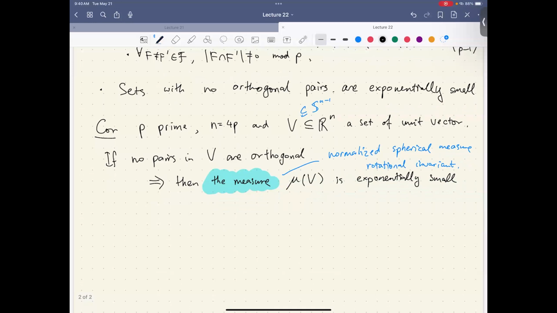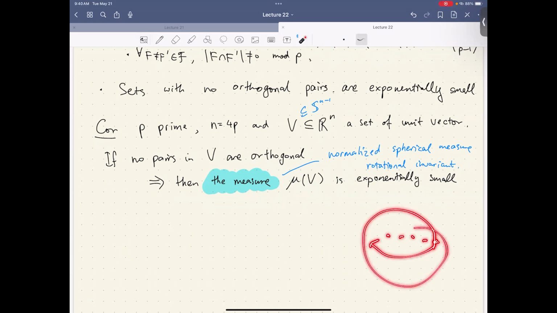So how can we possibly prove that if we normalize the measure of the sphere to 1, then any subset of vectors with no orthogonal pair is small? If you want to draw a picture, this is your sphere, and we take some part of it such that no two vectors are orthogonal. Then such a set must be exponentially small, like e to the negative cn. That's our goal.